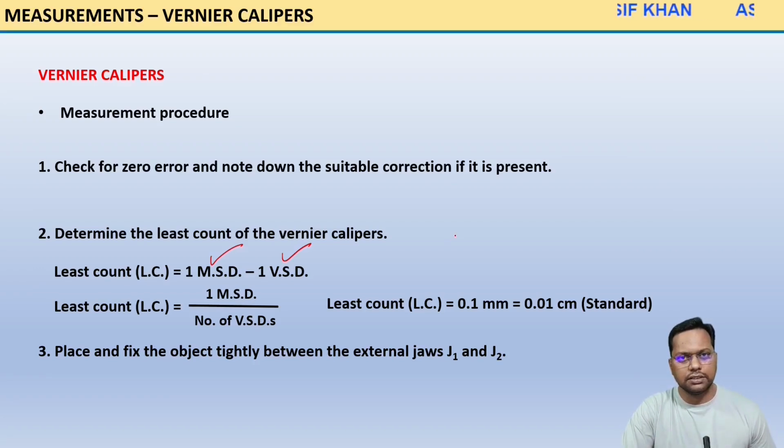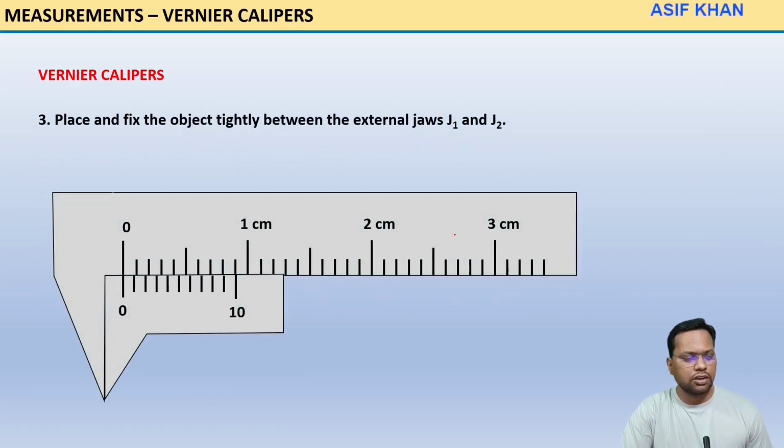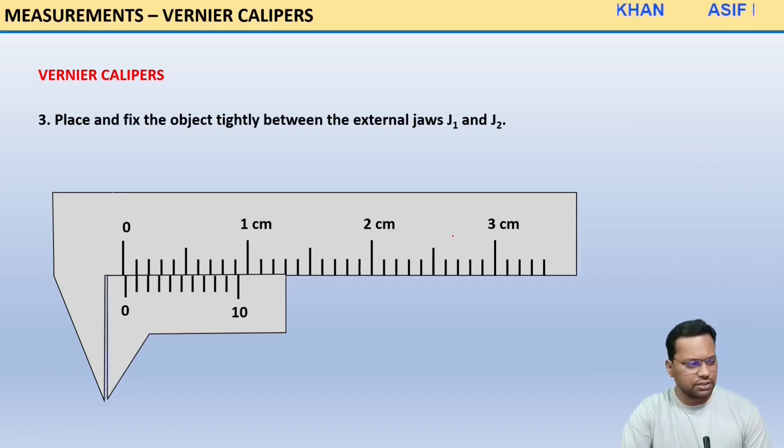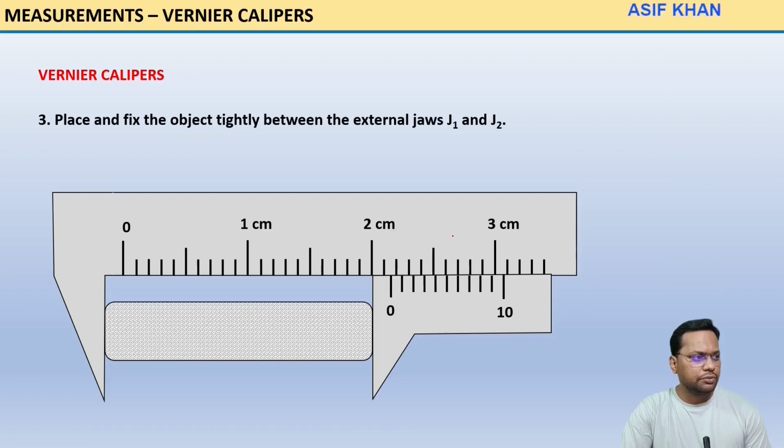Otherwise, if it is the depth of the hollow part of the object, then you need to use the tail of the Vernier calipers. Once it is fixed, for example, in this case we take the object for which we need to find out the external length. So we need to place the object between the two jaws, fix the object tightly between the two jaws, and we take the readings.